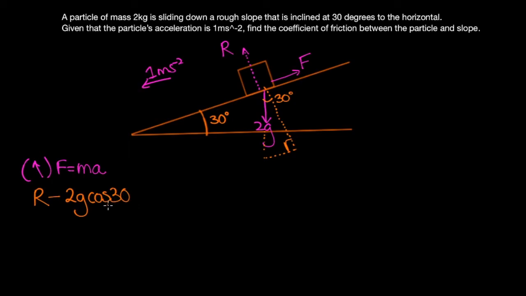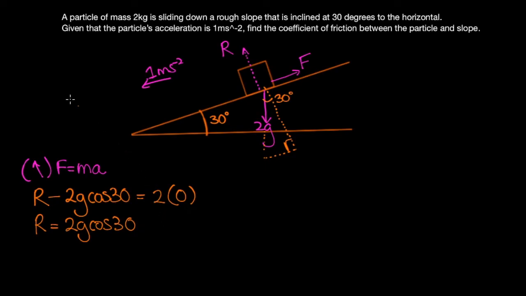So the sum of the forces acting perpendicular to the slope is R minus 2g cos 30, and this is equal to ma. So the mass is 2 kilograms, and the acceleration is in fact 0, because the particle is not accelerating perpendicular to the slope. So if we rearrange this for R, we get R is equal to 2g cos 30.